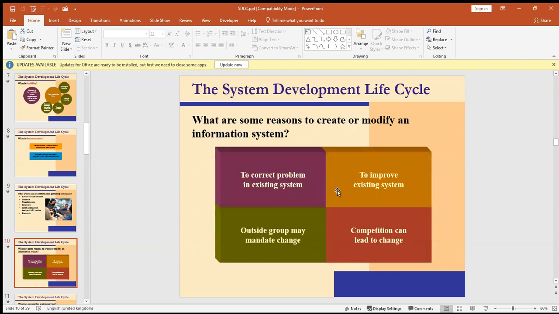Then, why is it important to create a system? Why should the system be created, or why should it be modified? Sometimes we are coming up with a new system whereby there is nothing in existence, nothing in place yet. Then sometimes you find that yes, there is something in existence, but at the same time, you're coming up with something new again.